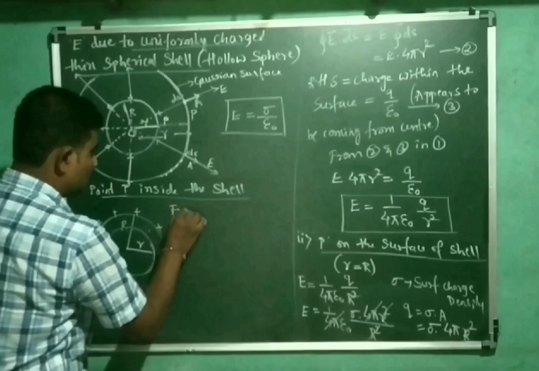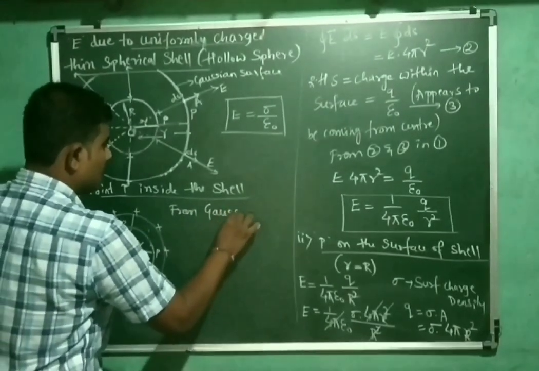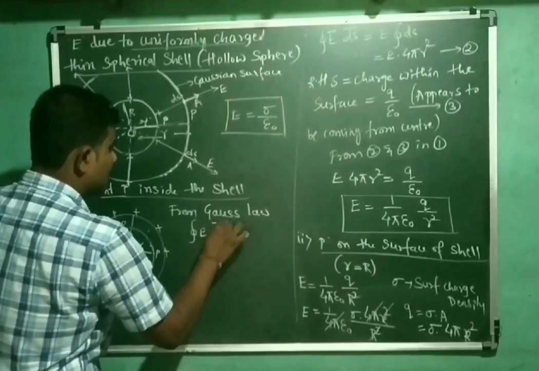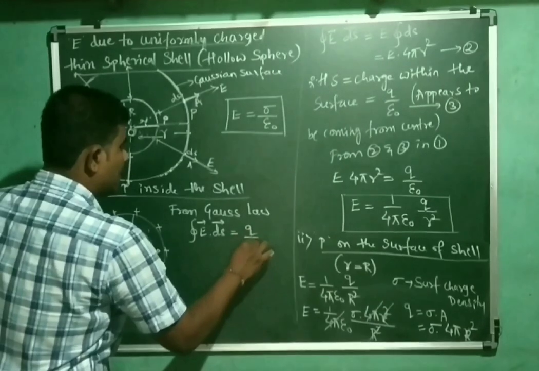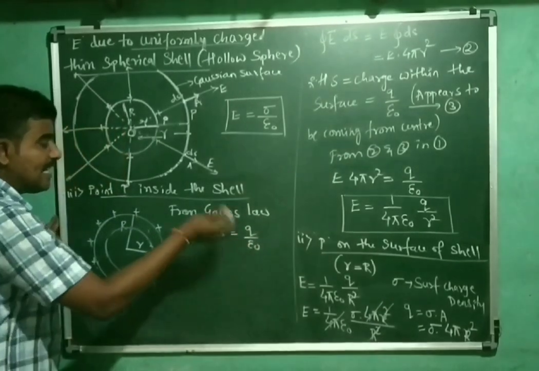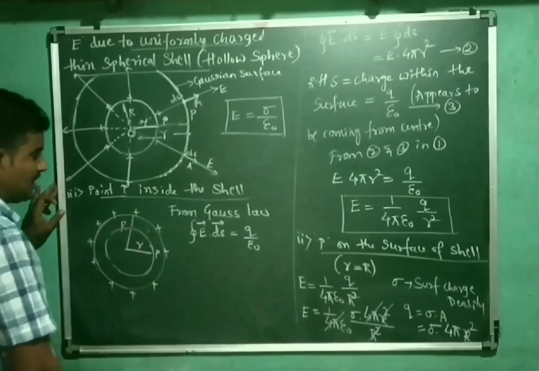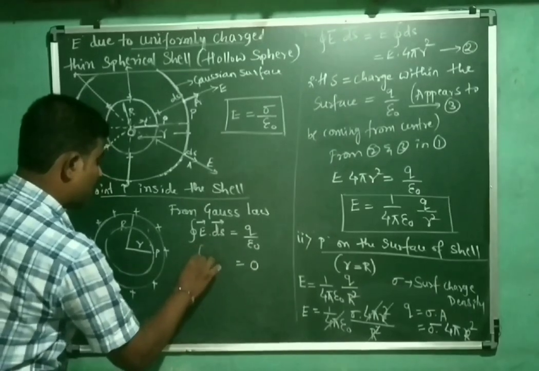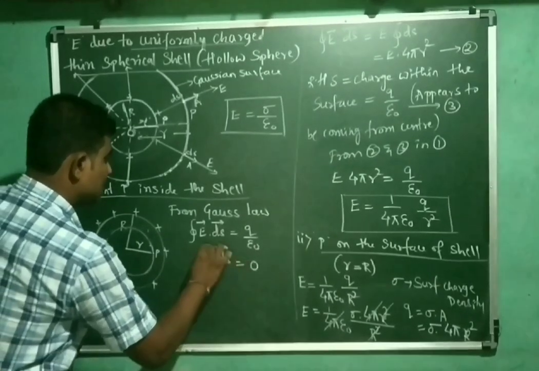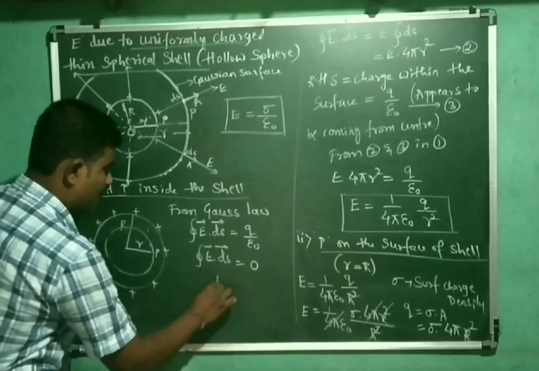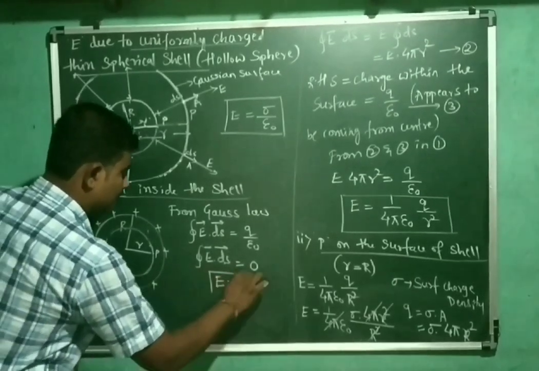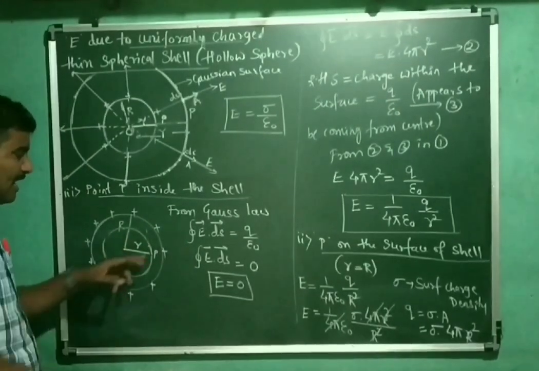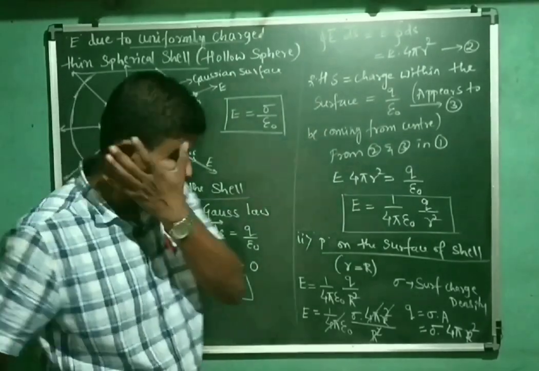Therefore, from Gauss law, closed integral E ds is equal to Q divided by epsilon naught. What is Q? The number of charges enclosed by the Gaussian surface, and there are no charges. Therefore, the charge is equal to 0. 0 divided by anything is 0. Therefore, closed integral E ds is equal to 0. ds can never be 0. Therefore, the electric field is equal to 0. It means the electric field intensity within the conducting shell is 0. It is a very important case.